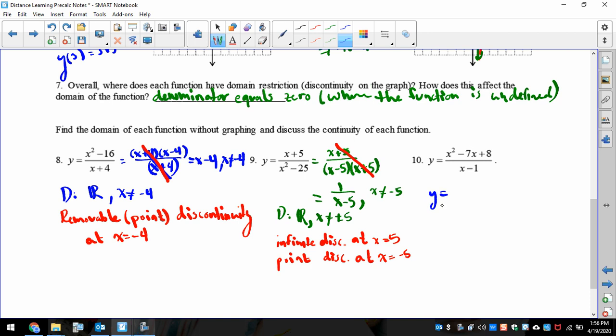Let's first factor to see if anything cancels. If nothing cancels, then it's just a vertical asymptote at x equal 1. And that would be infinite discontinuity, but let's see if it cancels. So this factors of positive 8 that add up to be negative 7. Maybe 8 and 1, but that's going to be positive. 4 and 2 is 6. I don't believe that factors. So it's not factorable.